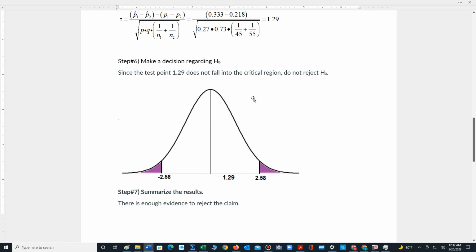1.29. Now we make a decision regarding H naught. 1.29 falls in the non-critical region, thus we do not reject H naught, and we summarize the results. There is not enough evidence to reject the claim.